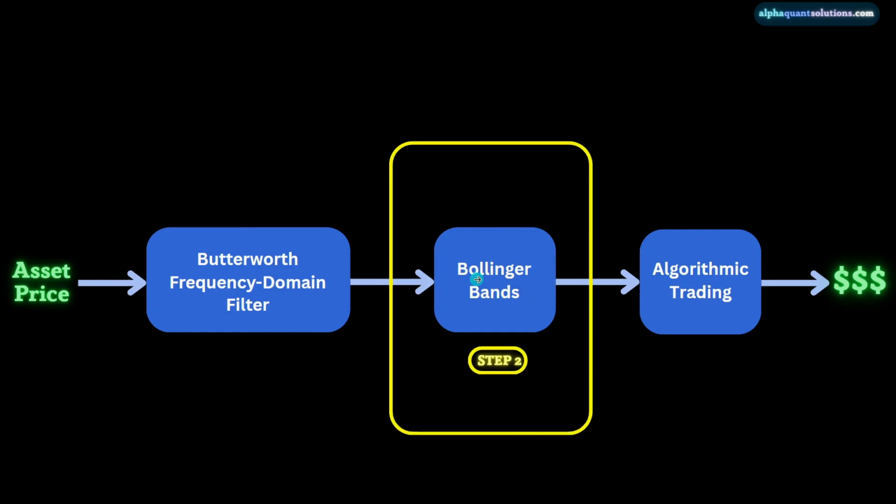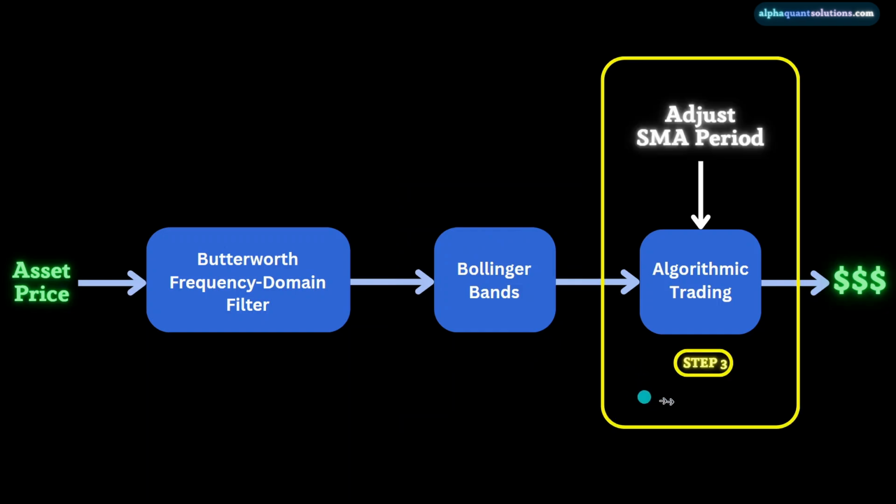In the second step, the filtered output, which is now smoothed and noise-free, is used as input to the Bollinger Bands module. Finally, in the third step, we use the output of the Bollinger Bands within a simple algorithmic trading framework, where as a user you can adjust also an SMA period to generate a highly profitable investment strategy.